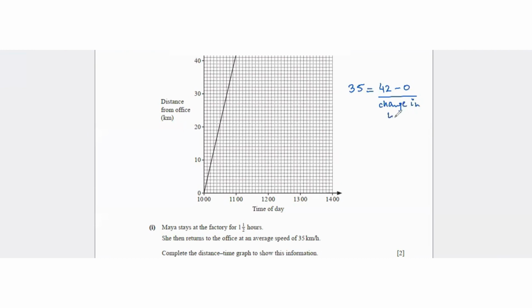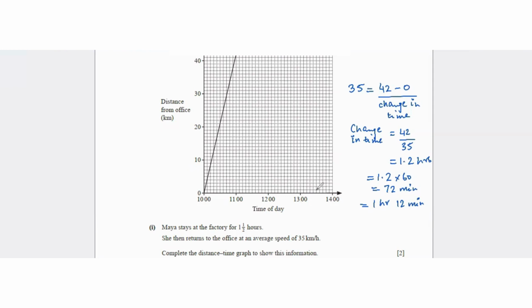We don't know what the change in time is right now. So cross multiply, change in time is the subject, that means we're going to do 42 divided by 35. That is going to be 1.2. So that's 1.2 hours. I'm going to convert 1.2 hours into minutes by multiplying it by 60, which is going to be 72 minutes. So that basically means 1 hour and 12 minutes. So from 12:30, 1 hour and 12 minutes is going to be 13:42.